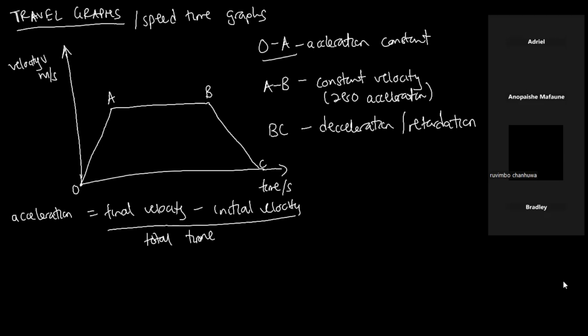So the final velocity can be denoted by v. So we can say v minus u over t, where v is the final velocity, u is the initial velocity, right? So the initial velocity is at 0 here, and then the final velocity we just put v here. Okay, and then this is where our u is.